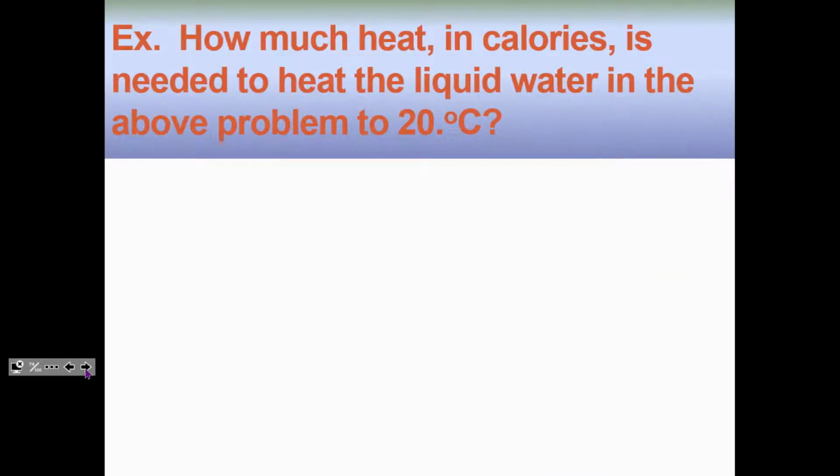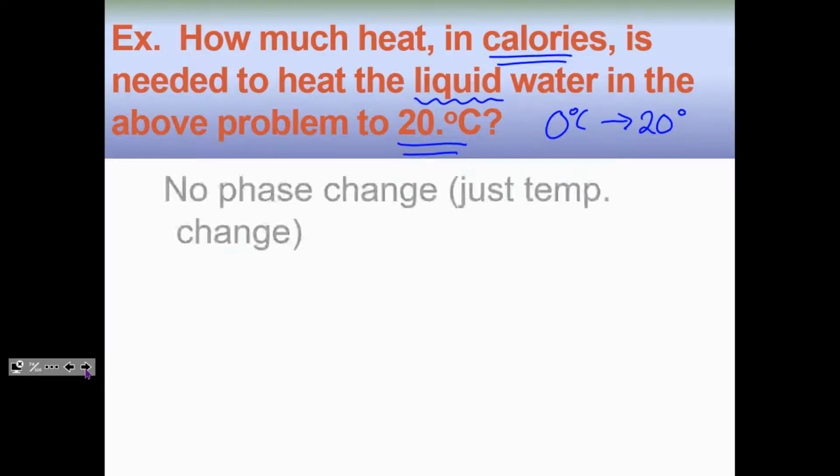Second question, how much heat in calories is needed to heat the liquid water in the above problem to 20 degrees Celsius? So again, let's go ahead and look at this question. Looking for heat, I'm going to have it in calories again. To heat the liquid now, it's a liquid, to 20 degrees Celsius. So we're going from 0 degrees to 20 degrees. We're not going through a phase change, we're just going through a temperature change. So on my heating and cooling curve, I'm going to go ahead and draw that out.